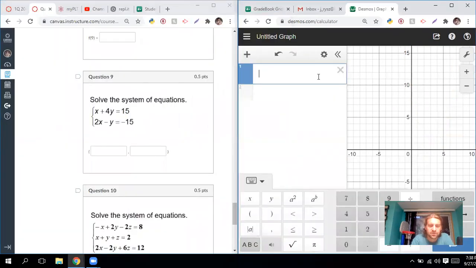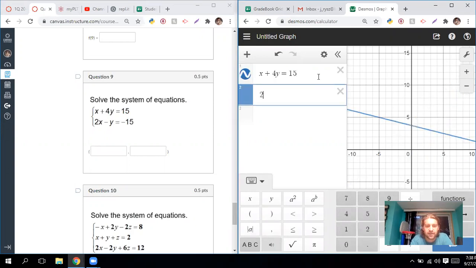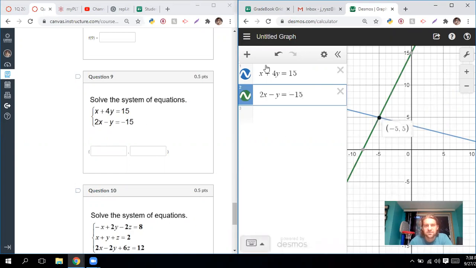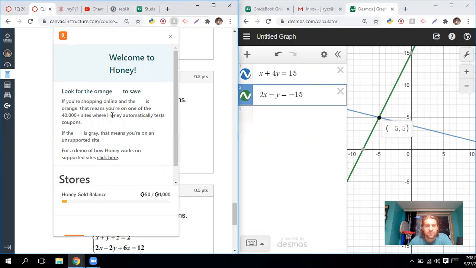So we'll just type the equations as they are. X plus 4y equals 15. And we got 2x minus y equals -15. Where do they cross? At -5, 5. So Desmos is going to be a good backup to go through there.